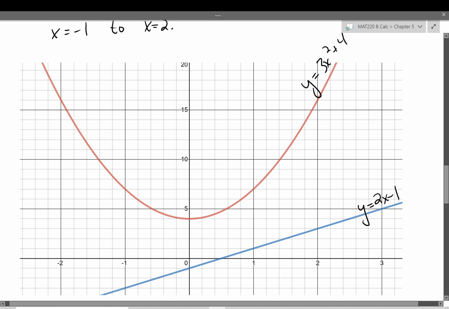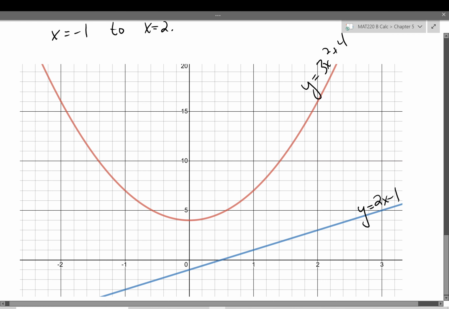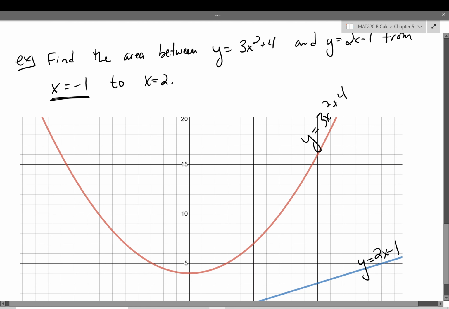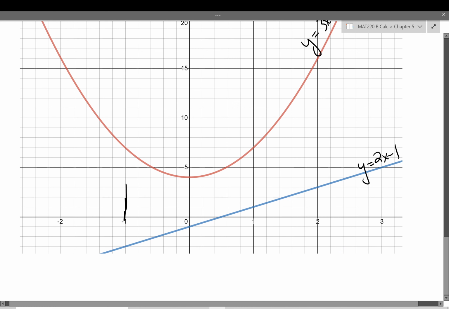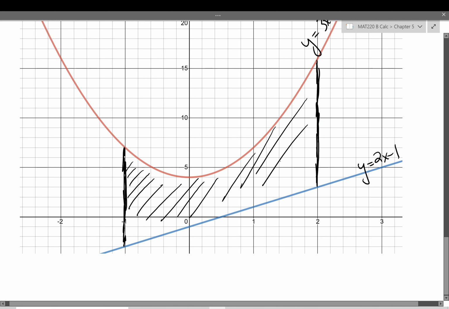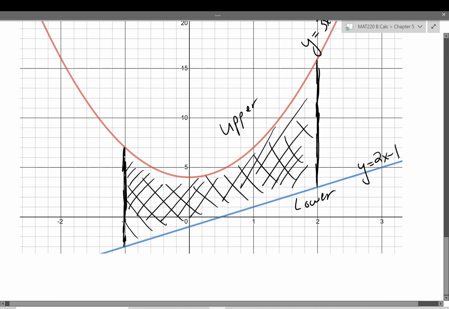So step 1 was graph, step 2 is label. Now they also want me to find the area in between these two curves from x equals -1 to x equals 2. So right here is x equals -1, so I'm going to draw a solid line. And then the 2. So notice the area that we're concerned with is all right here. That's the area we want to find. As you can see here, the red curve is going to be my upper, and then the blue curve will be my lower.